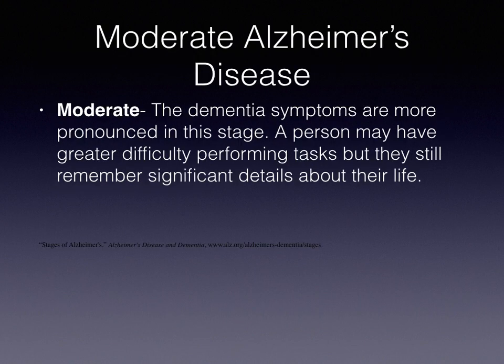Moderate Alzheimer's disease. Moderate is when the dementia symptoms are more pronounced. This is the longest stage and it can last for many years. As the disease progresses, the person with Alzheimer's will require a greater level of care.